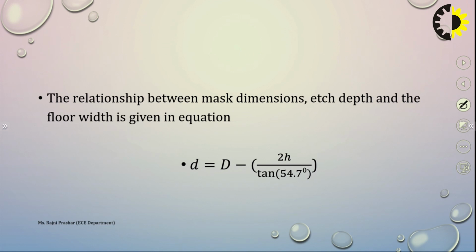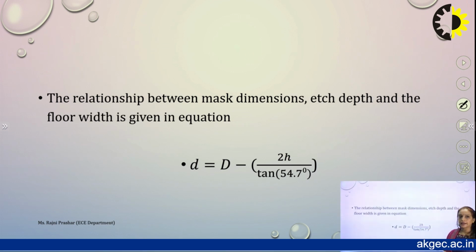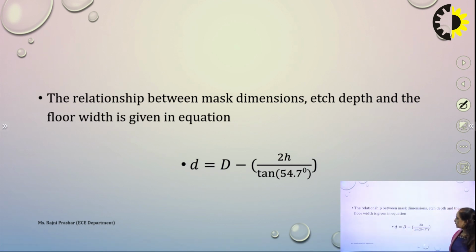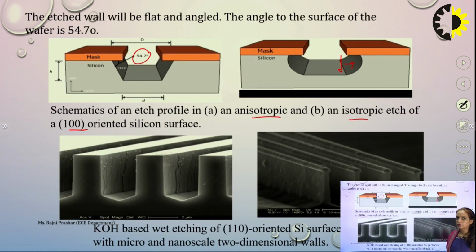So the relationship between the mask dimension, etch depth, and the floor width is given by the equation d is equal to D minus 2H tan 54.7 degrees, right? This 54.7 degree is this angle, in case of anisotropic etching.